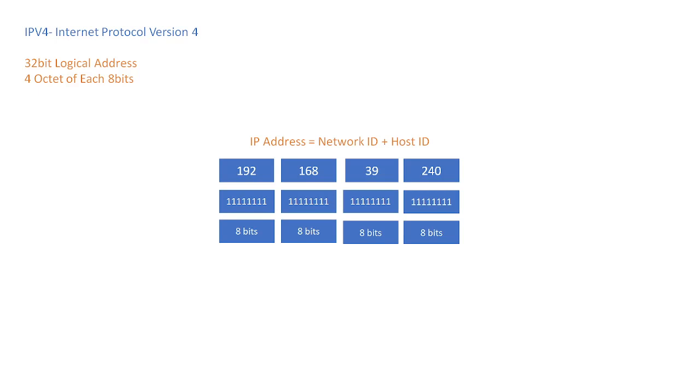So see, I just told you, IPv4 is a 32-bit logical address, with 4 octets of 1 byte each. See here, I have given an example: IP address is equal to network ID plus host ID. I'll explain that next. If I write an IP address, I will write it like this. 4 octets will be there, the first number starting from 1 and the last number ending with 255. 255 is the last number.